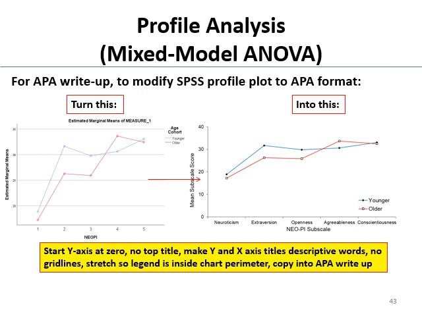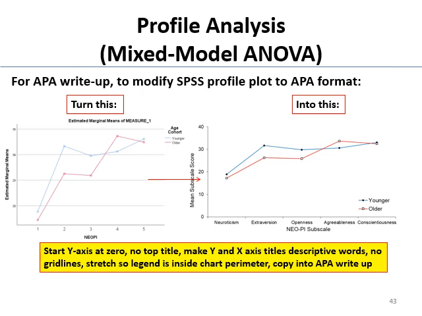You need to start the y-axis at 0. You want to get rid of the title at the top that says estimated marginal means of measure underscore 1. That's just not useful, so get rid of it. You want to make the y and x axis titles actual words. So instead of estimated marginal means, notice that it changes to mean subscale score. And at the bottom, instead of NEOPI smushed together, I changed it to NEO-PI subscale.